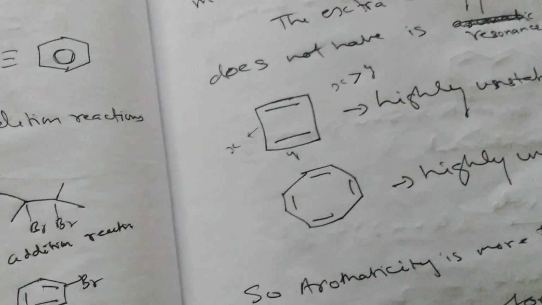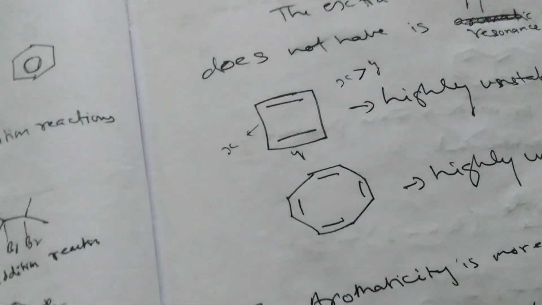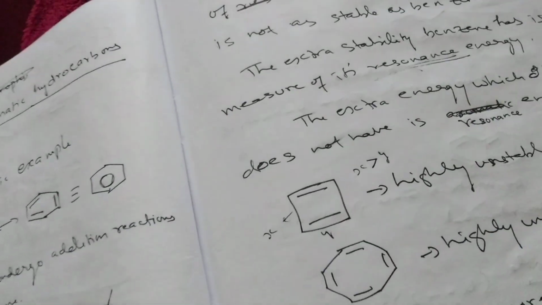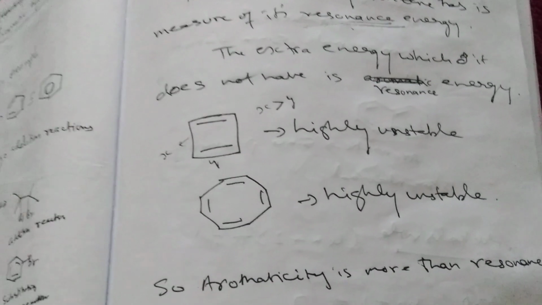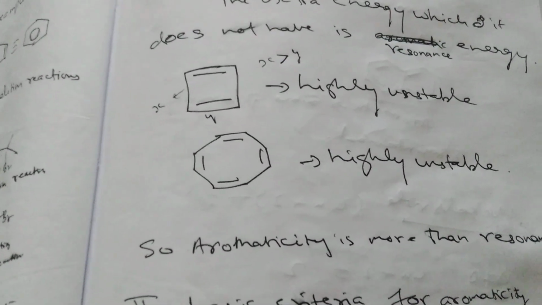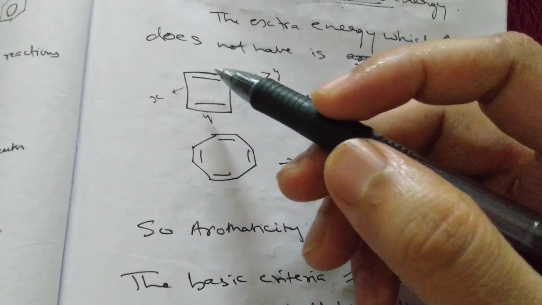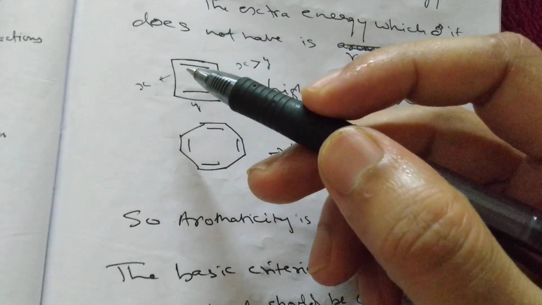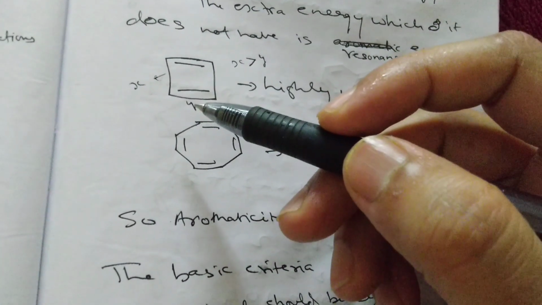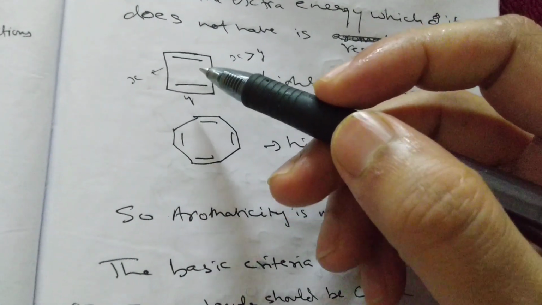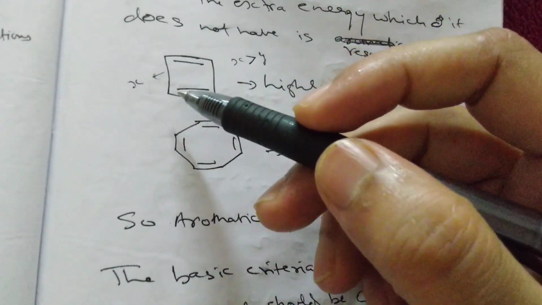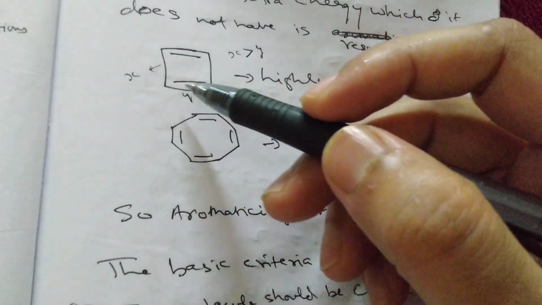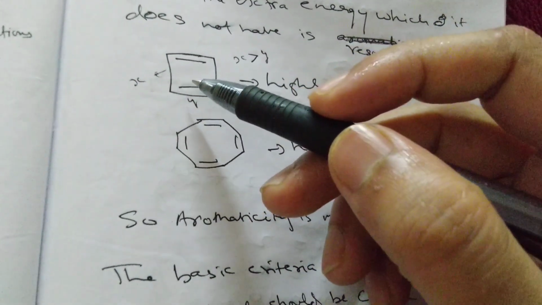Then non-aromatic means not stable. But when it is anti-aromatic, it is highly unstable. So that means it will rather prefer to be non-aromatic than anti-aromatic. So this molecule is actually anti-aromatic. I will talk about it later. Aromatic means it has to follow the 4n plus 2 rule. But if it follows the 4n rule, then it is anti-aromatic. So this is anti-aromatic, and anti-aromatic is highly unstable.